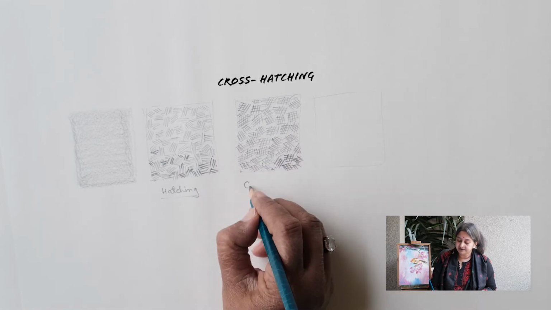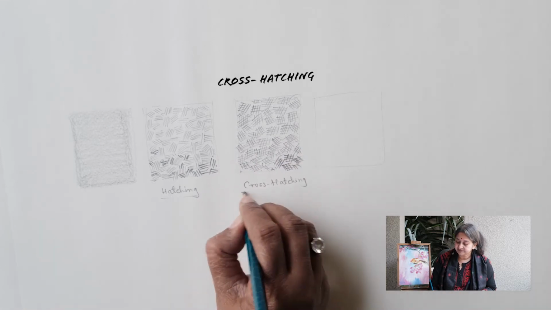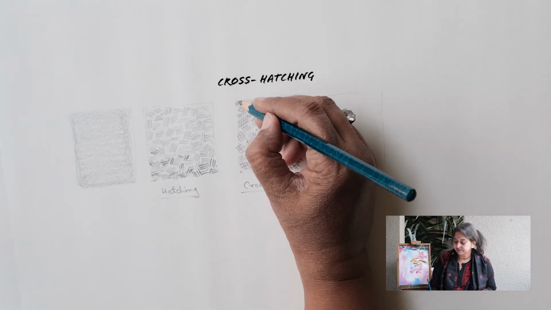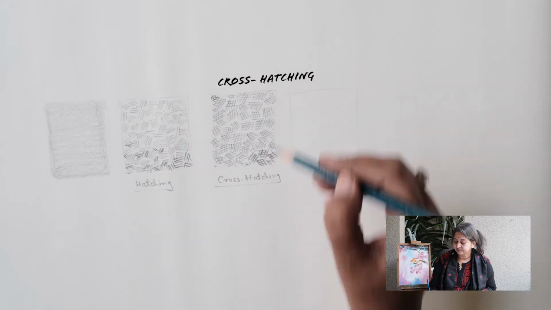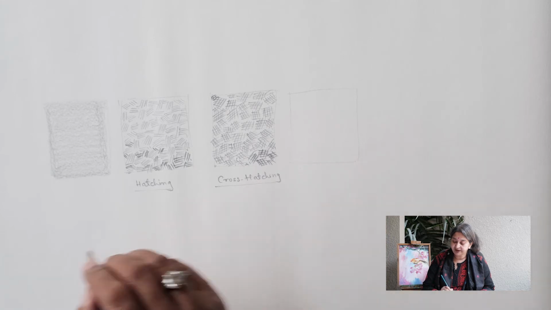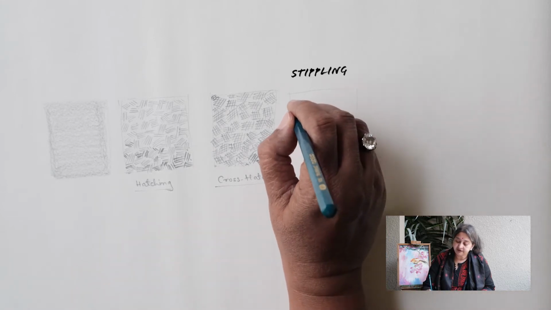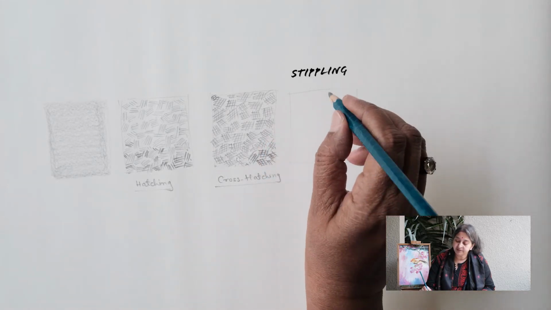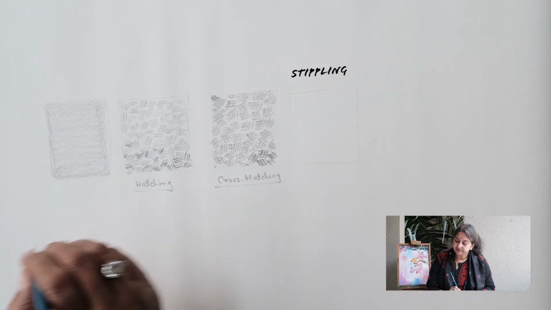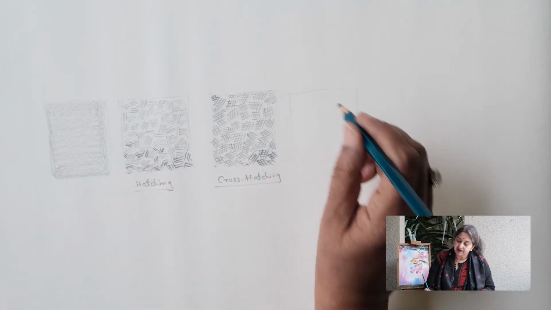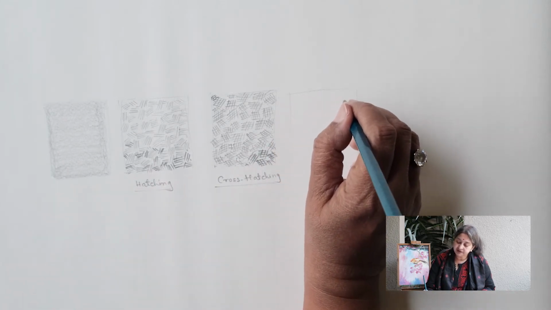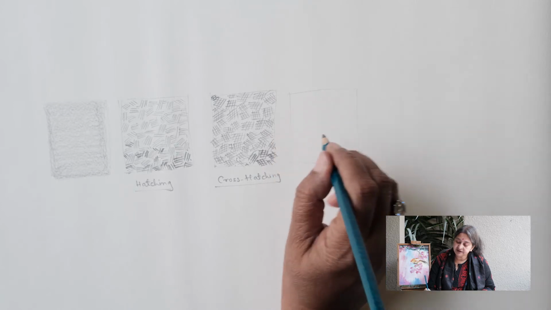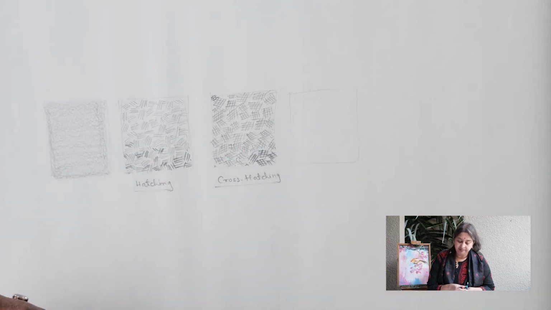The second technique, cross hatching. Now we come to the third technique, that's called stippling, wherein there are dots done from the tip of a pen or a pencil. As it will be difficult for us to see the dots done with a pencil, I am using a pen.